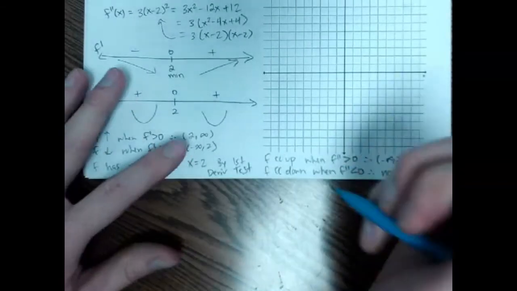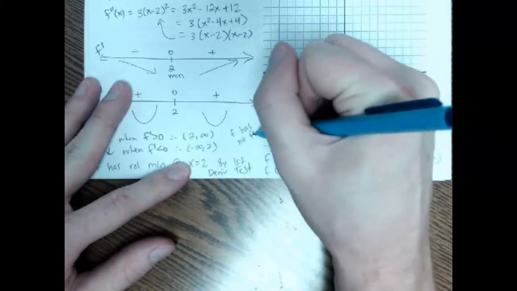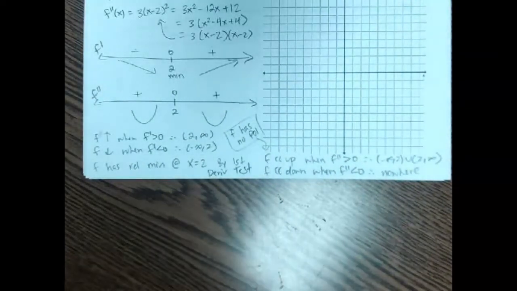And then I'm running out of room. We'll just say F has no point of inflection, and I'll just kind of throw that in there also. So I've got all these answers eventually squeezed on the page. Now let's take all that and let's sketch it.